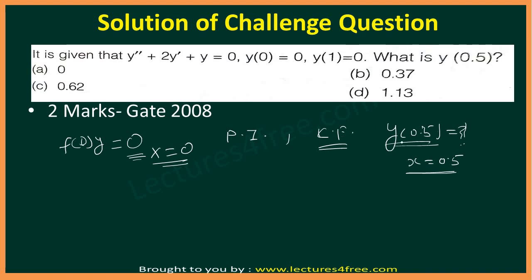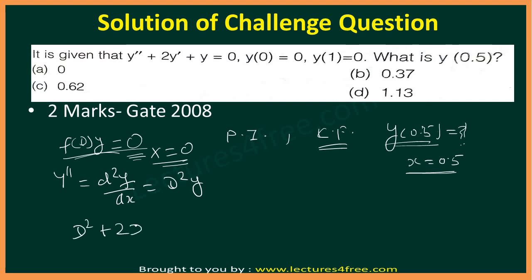So then only you can know this. Finding y means finding the solution of this equation. Here y double dash means d square y upon dx square, so we can write it as D square y. Now write this equation like this, f(D)y, so you can write it as (D square plus 2D plus 1) y equal to 0, where this represents the function of D.